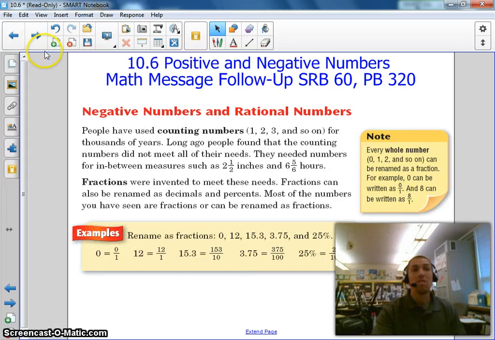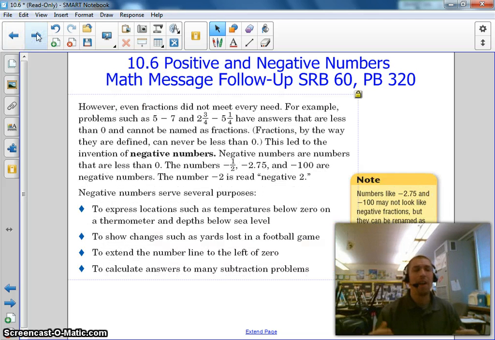So what's the rationale for it? People have long used counting numbers, 1, 2, 3, 4, 5, for thousands of years. And as time went on, you realized you need numbers in between those numbers. So you found 2.5, or I slept 6 1/3 hours. Fractions and decimals came about because of that. But fractions didn't do all of it. For example, if you had 5 of something but you owed 7 of it, what do you do? That brought about the invention of negative numbers.